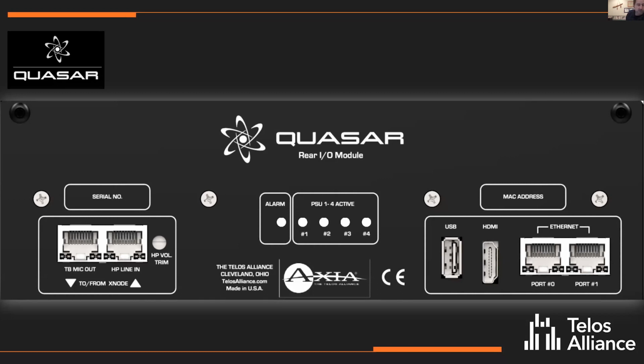Typically, you'll hook that up to a mixed signal X node, and you'll be able to have an operator talkback mic and a set of headphones easily accessible on the front of the console.